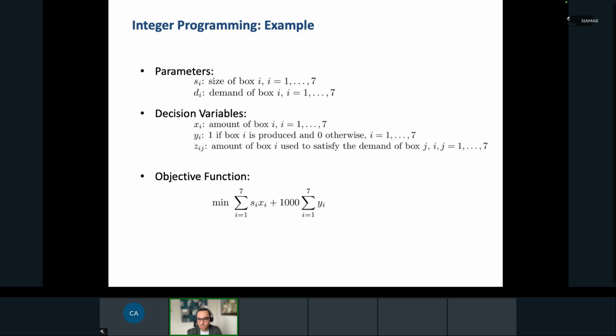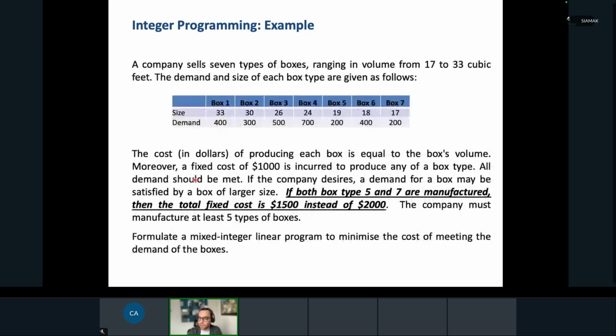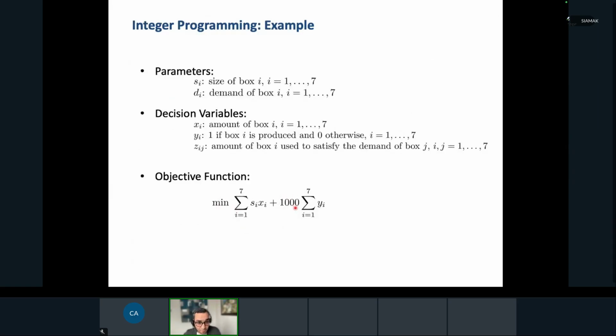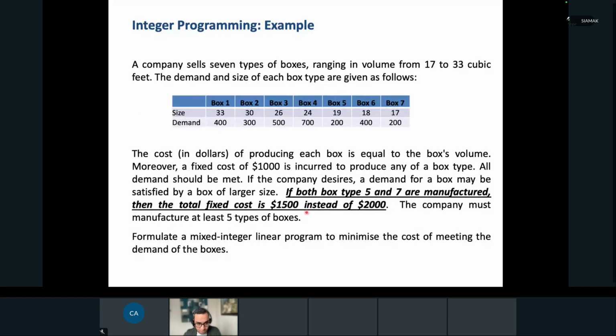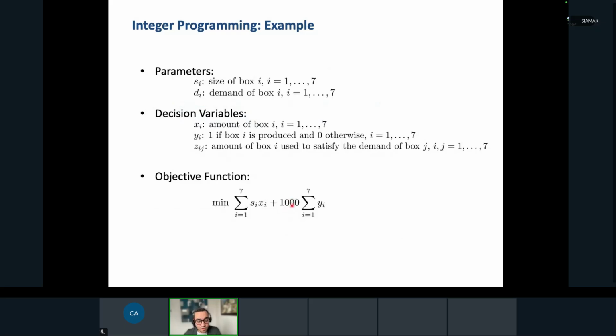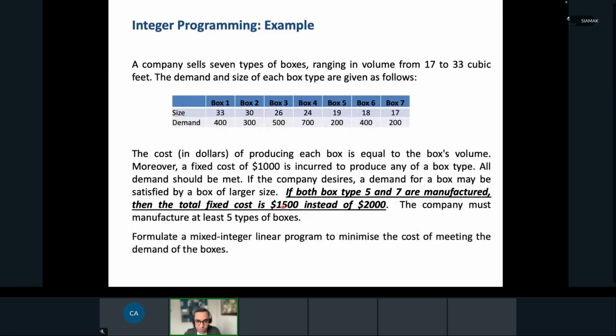It was mentioned in the chat box that if both box types 5 and 7 are manufactured, then the total cost goes down from 2000 to 1500. So if y5 and y7, both of them are equal to 1, then I want this 1000 plus 1000 to go down to 1500. So how are we going to do that? Is it possible to do it using the decision variables that we have?